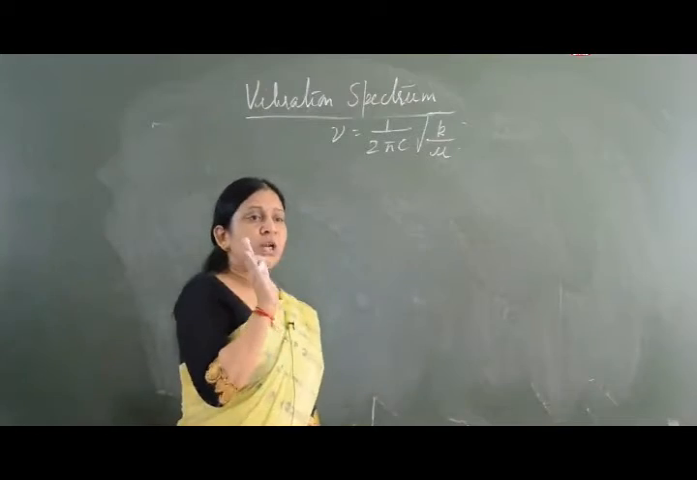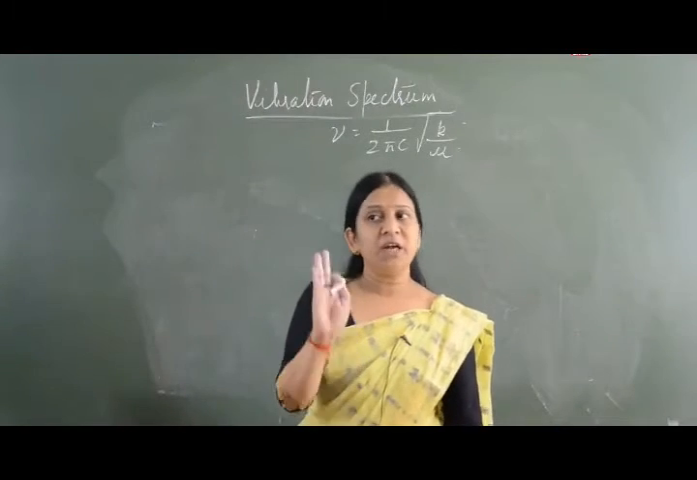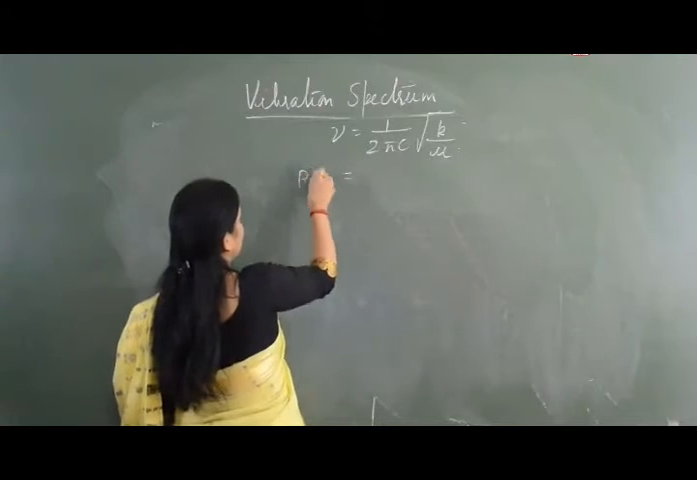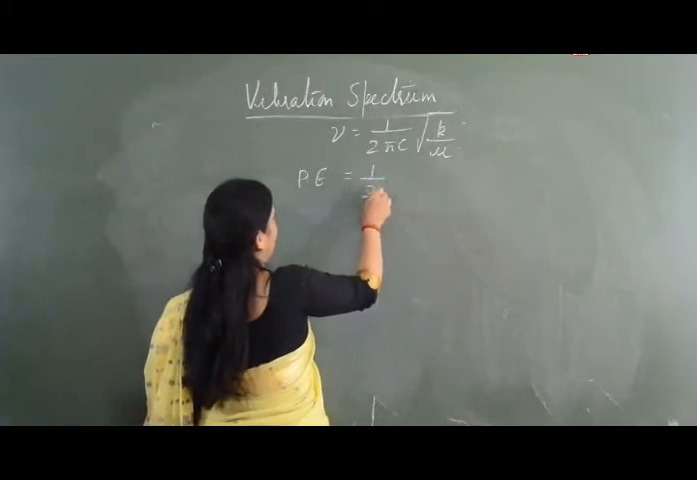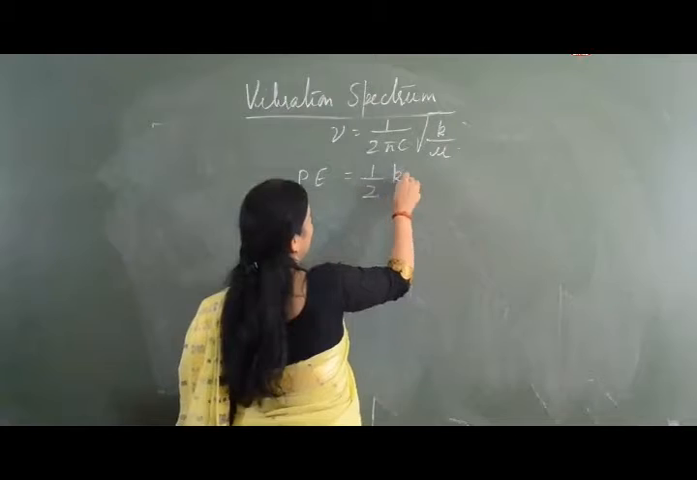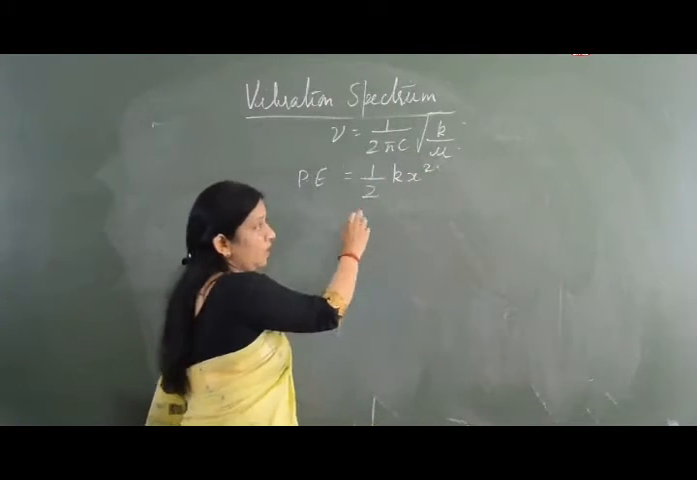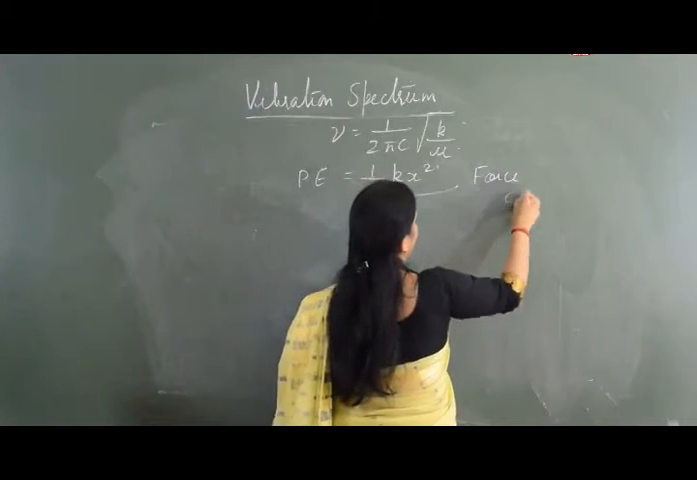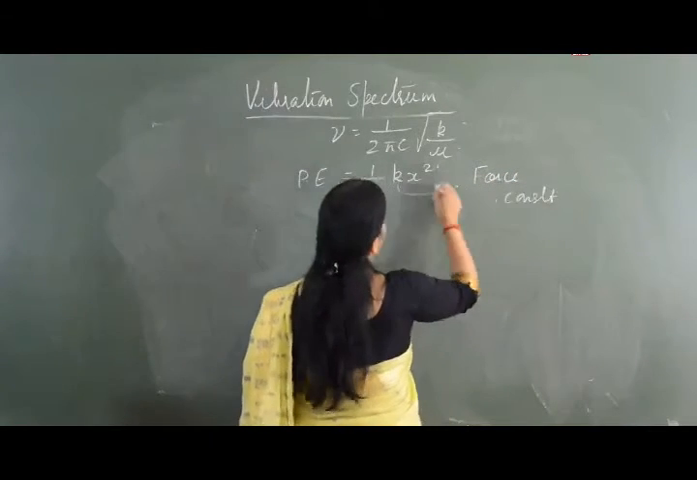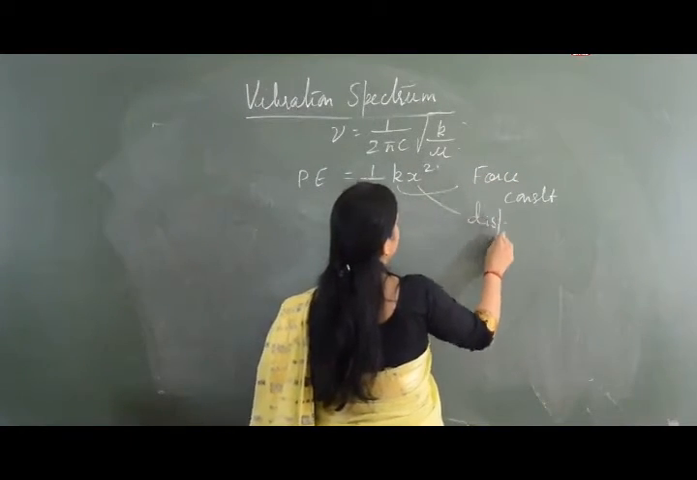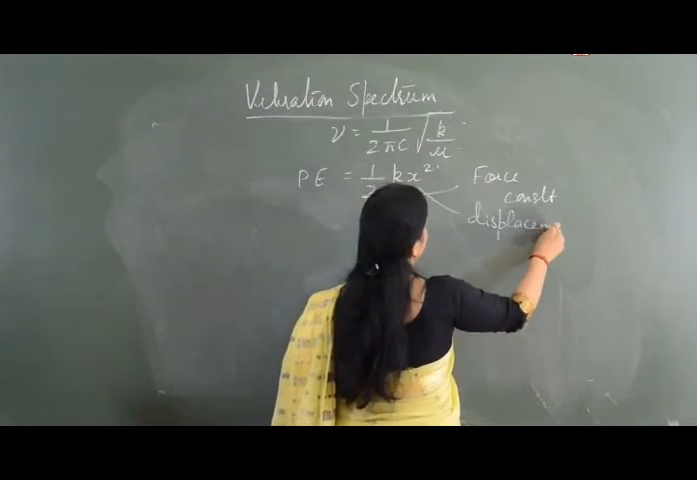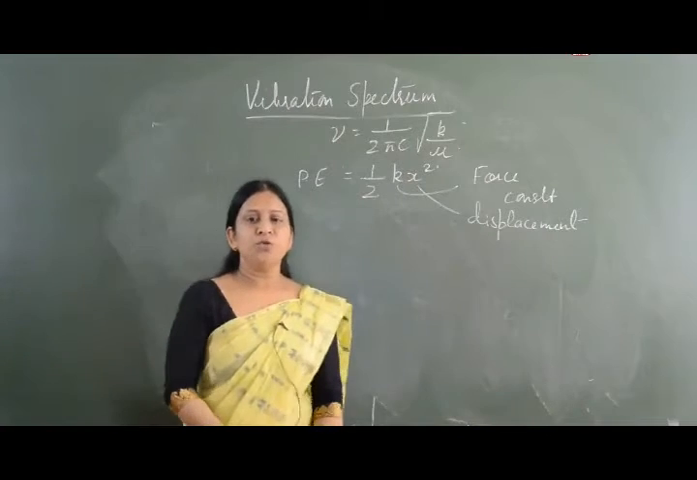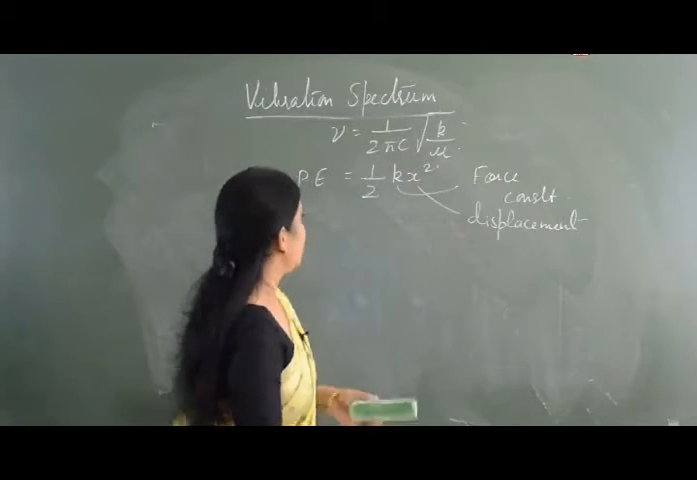Now the potential energy of the vibrating diatomic molecule is given by 1 by 2 k x square, where k is the force constant and x is the displacement. So this is the equation for potential energy.